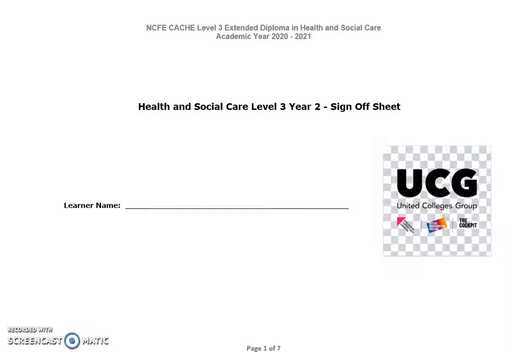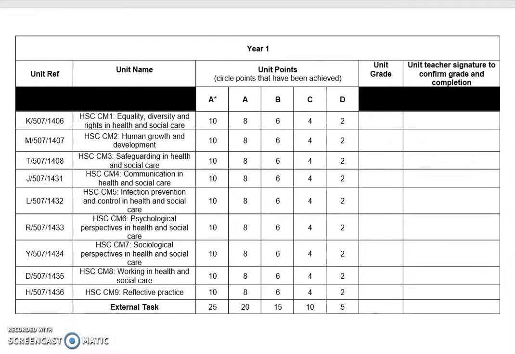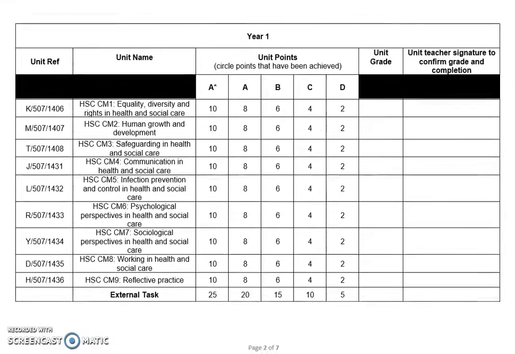Welcome to this video about the UCAS calculation grading points. I wanted to go through the sheet so that you can see what it is that I have been discussing in class. As you can see, you get a sign-off sheet at the end of the year, and it allows you to see what points you may have achieved from your grades.